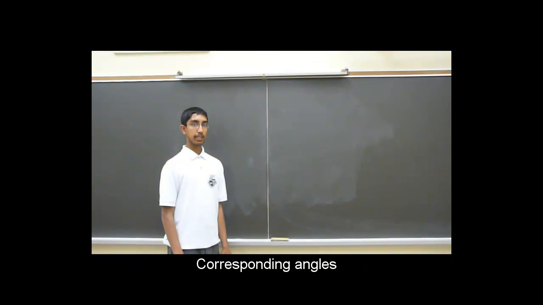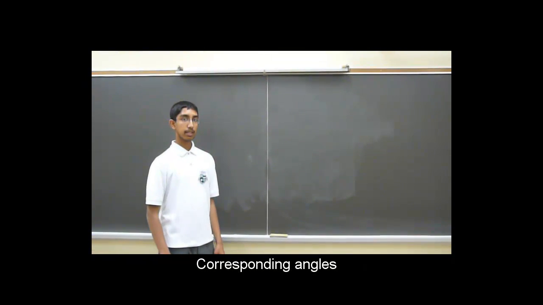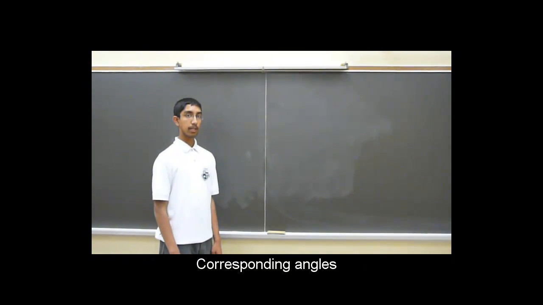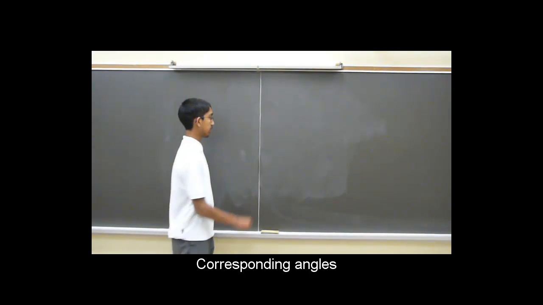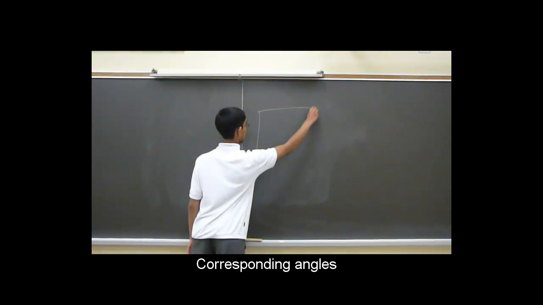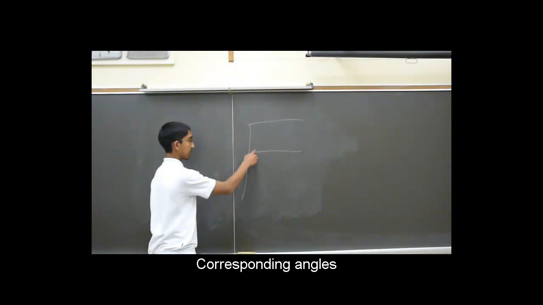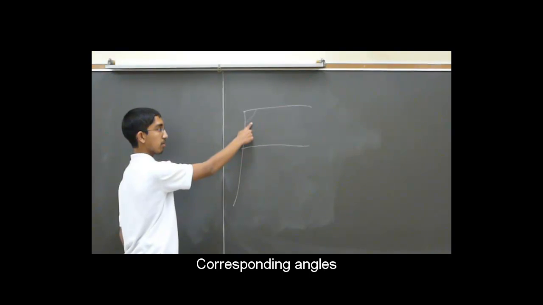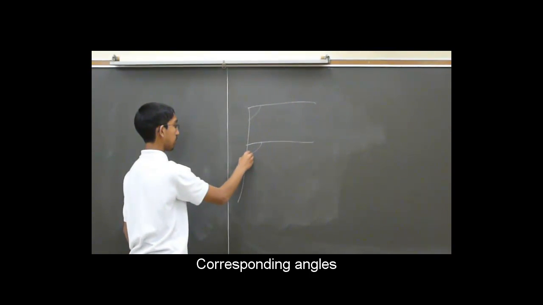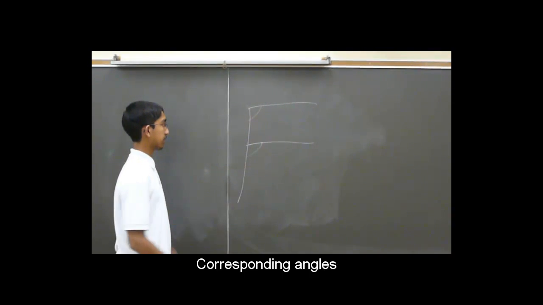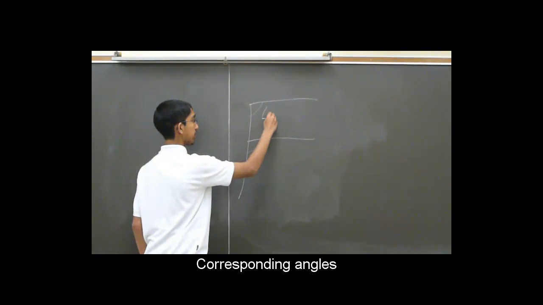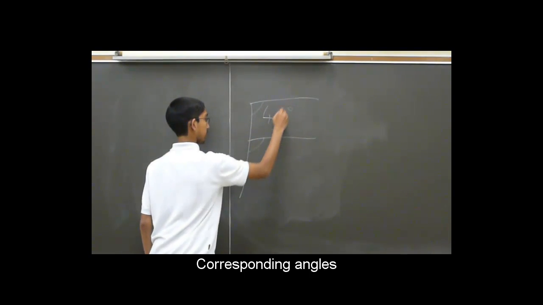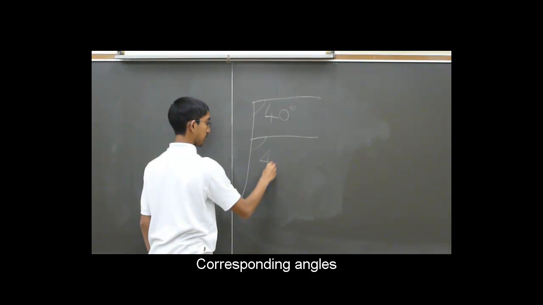Another way to calculate missing angles is the corresponding theory. Corresponding is also known as the F pattern. So as you can see here, this is an F. This means that this angle over here and this angle over here will be equal. So if this angle is 40 degrees, this angle would also equal 40 degrees.